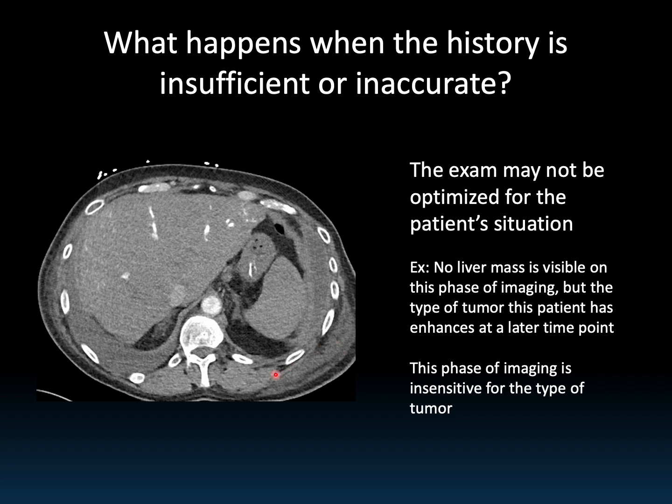So let's look at an example here. This is a CT scan that was performed after IV contrast was given. You can see that there's some contrast in some of the vessels within the liver. The liver's not very bright at this particular time point. And on this phase, it looks like there's no liver masses. However, the type of tumor this patient has is not usually picked up at this particular phase of imaging. We know this phase of imaging is insensitive for the particular subtype of tumor.